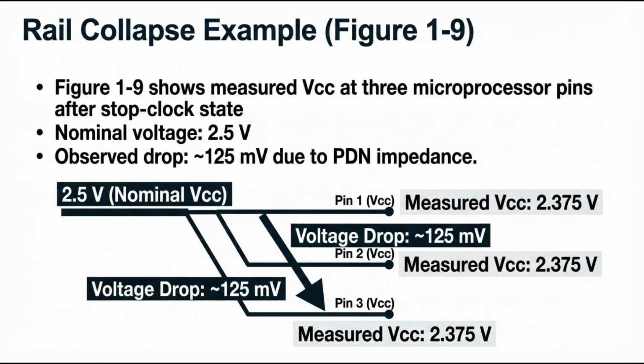Rail collapse example. The figure shows measured VCC voltage at 3 pins of a microprocessor just coming out of a stop clock state. Although the nominal voltage is 2.5 volts, voltage drops of nearly 125 millivolts are observed due to impedance in the power distribution system.